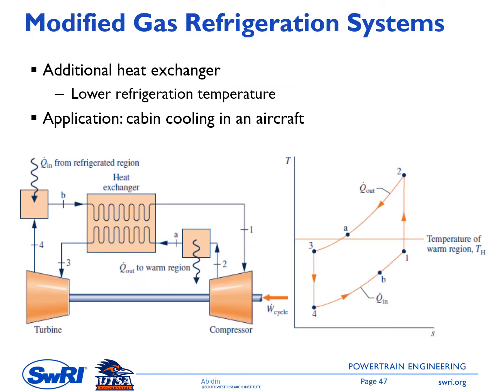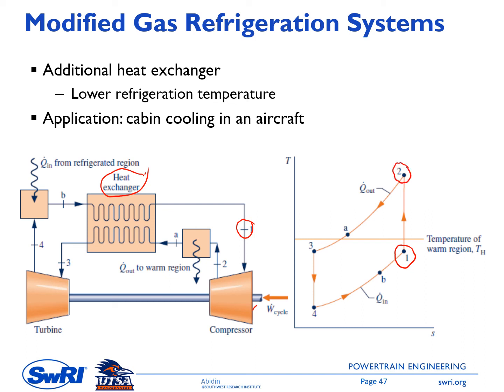The next one is the modification of the gas refrigeration system. In this case, we add a heat exchanger that is placed between the compressor and the turbine. So we can start with point number 1. It is at the entrance of the compressor. So in the TS diagram, this is point number 1. And then the working fluid gets compressed. It goes to state number 2.